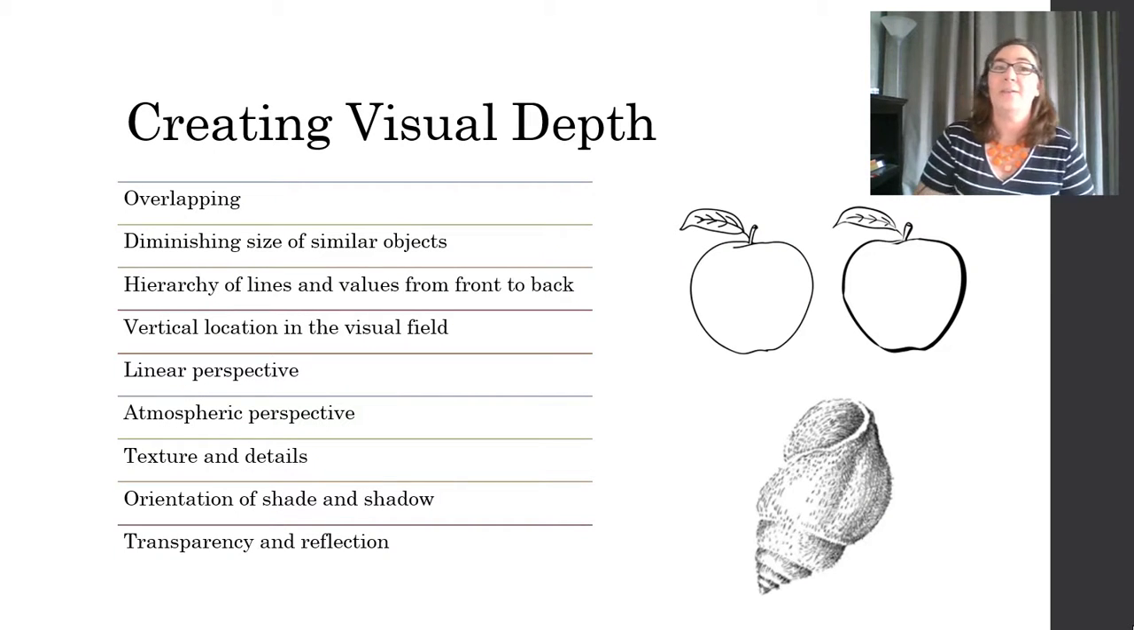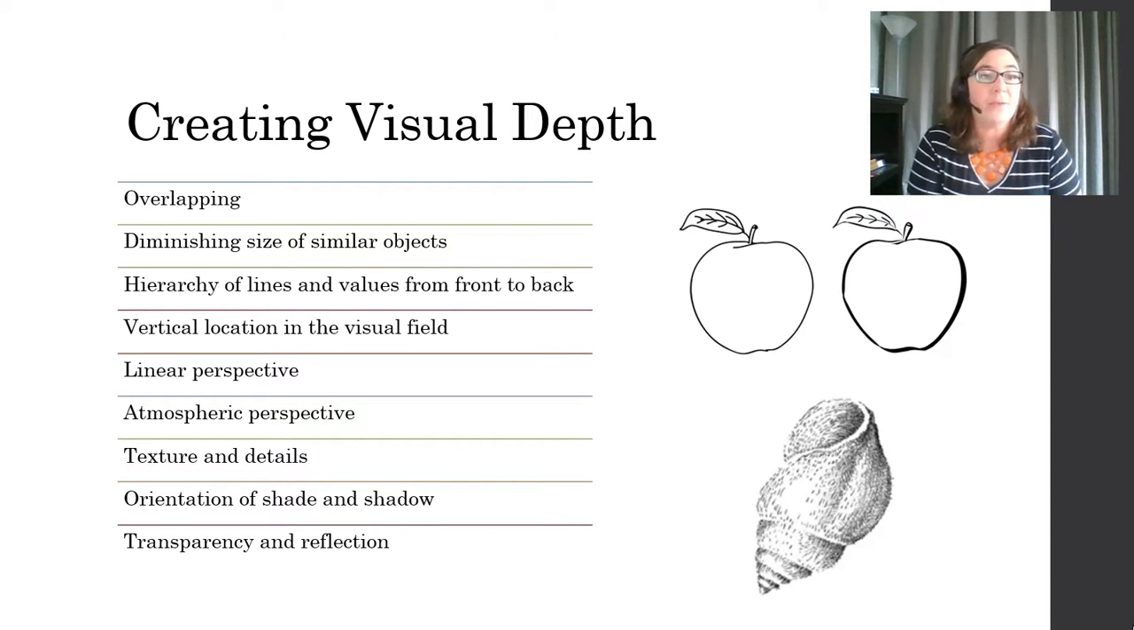Let's look a little closer at how you can create those visual depth cues. And here are some of the tips and tricks, or maybe kind of tools in your toolbox, when you're composing your drawing in order to help you convey visual depth. And the first one is overlapping. Do your items overlap each other? Diminishing size of similar objects will give you the illusion of depth. Also, a hierarchy of lines and values from front to back. Are things brighter, darker, or heavier lines in the front versus the back? This can help give you some visual depth.